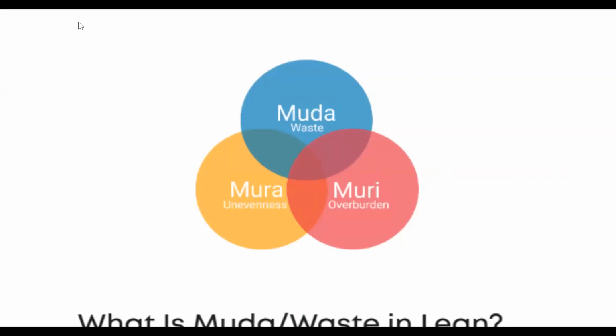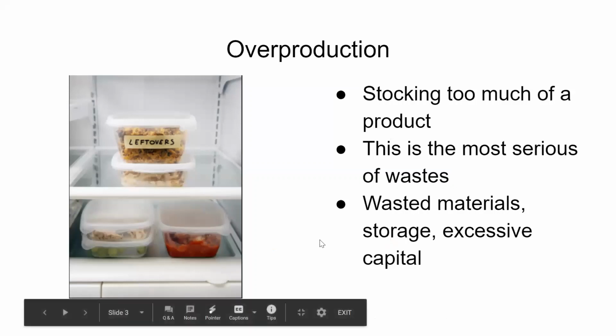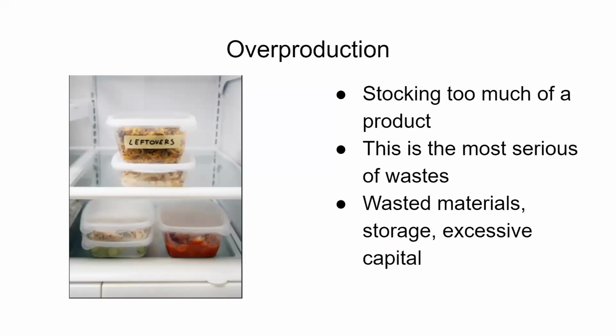The first MUDA is overproduction. Overproduction is stocking too much of a product. This is the most serious of the waste because it encapsulates other waste within it. Wasted materials, wasted storage, and excessive capital are some things that can be present in overproduction. For example, making too much for a meal and having leftovers.